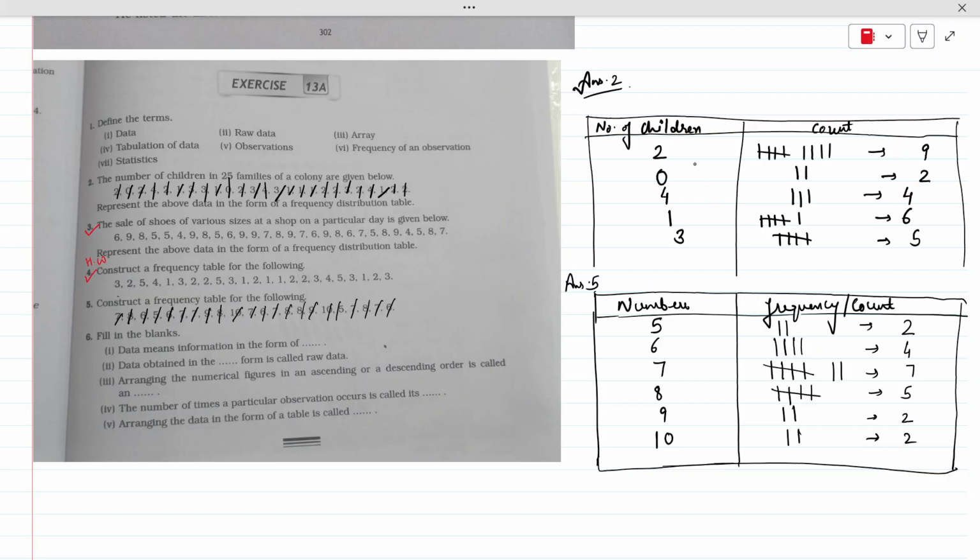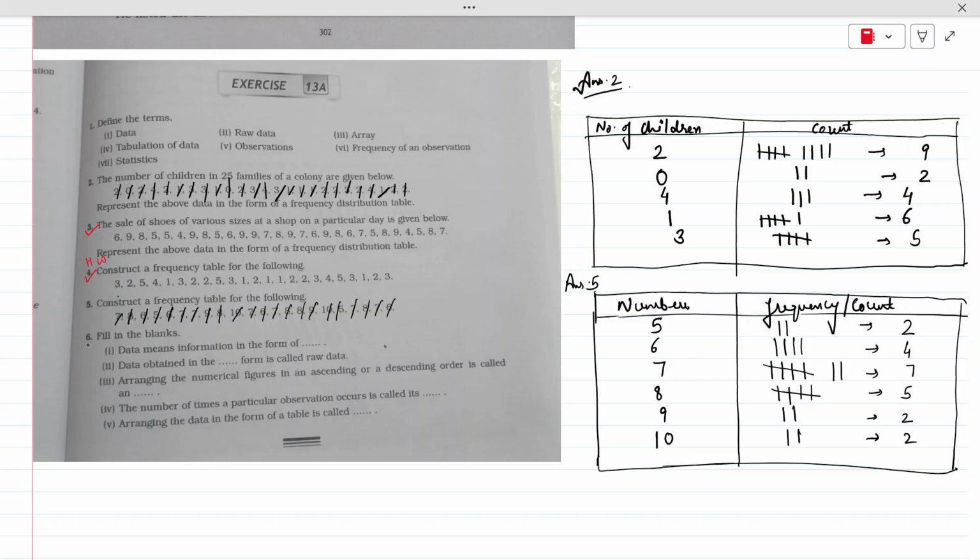So kids, we have done these 2 questions in different manners. In the first question, what I have done, I have written the unique numbers and then I have taken their count. Okay. And in the second case, I have arranged the numbers in ascending order. I've taken the unique numbers, arranged them in ascending order, and then I have used the tally marks one by one. Okay. So this is another method to do this question.